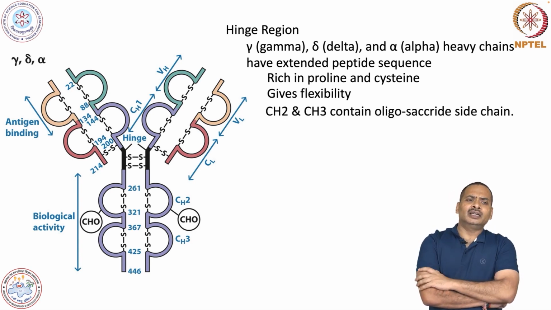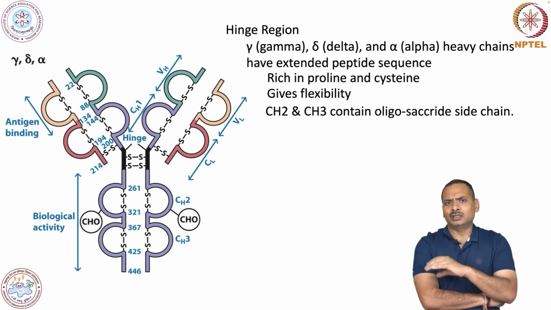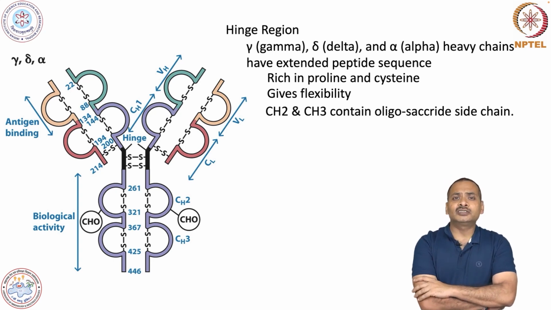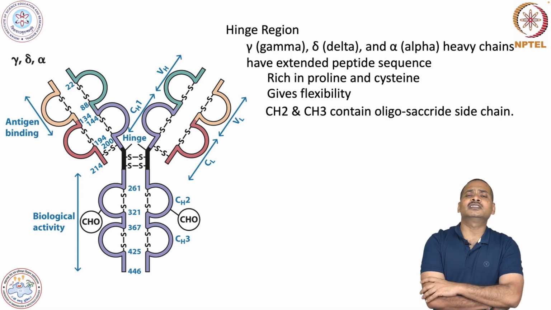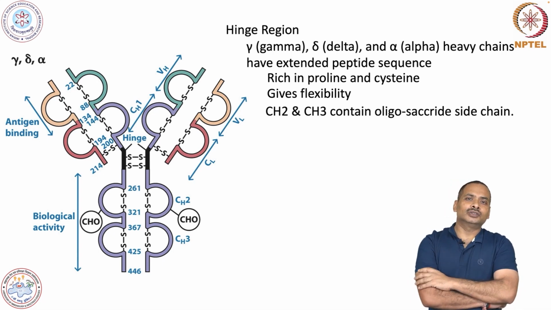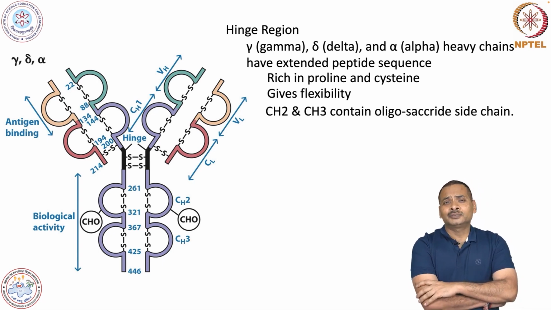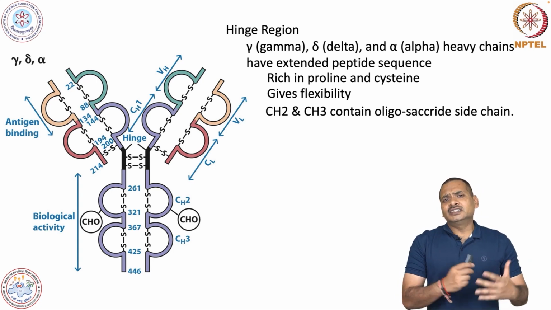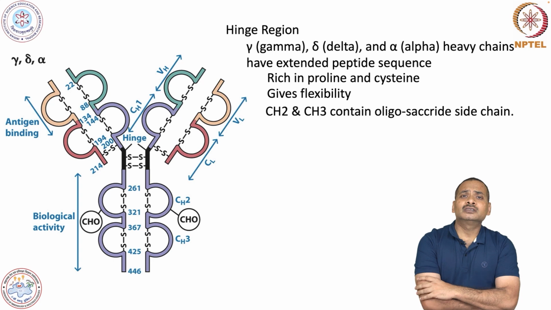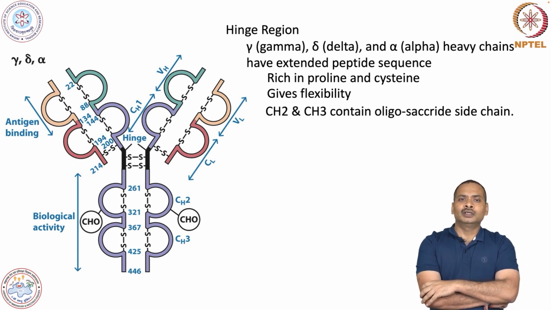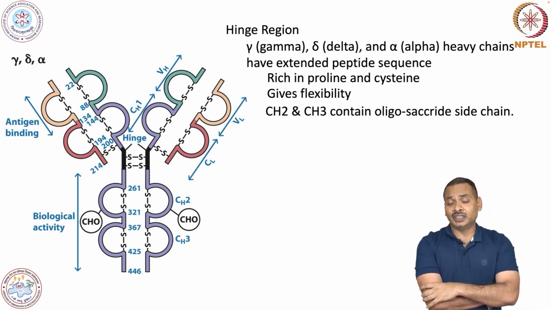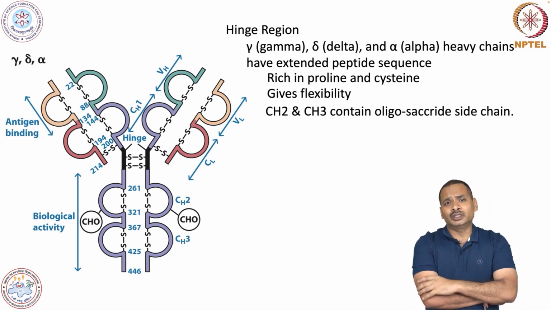In these isotypes of antibody there are CH2 and CH3 regions, and these are quite heavily glycosylated. There are a lot of oligosaccharide side chains, and it is considered that these side chains play an important role in keeping the antibody in soluble form. These sugars are hydrophilic, and this keeps the molecule soluble.